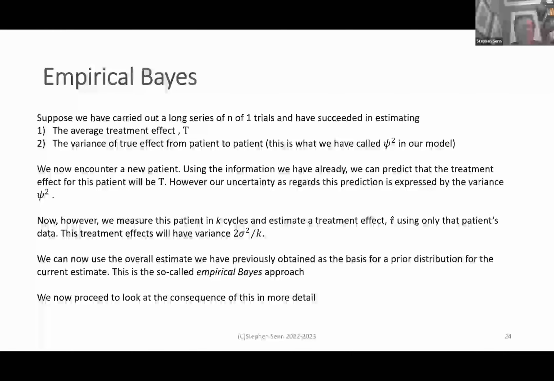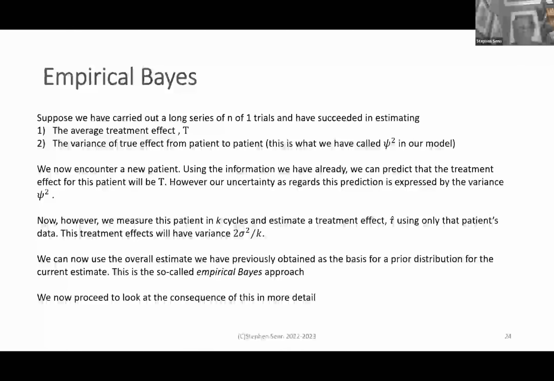And this is using a technique called empirical Bayes. So I'm going to suppose we've carried out a long series of N-of-1 trials. And we have estimated the following: the average treatment effect, tau. And we've also estimated the variance of the true treatment effect from patient to patient. This is what we've called psi-squared in our model.